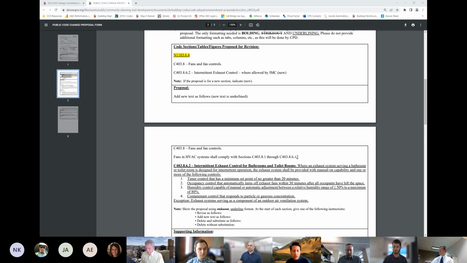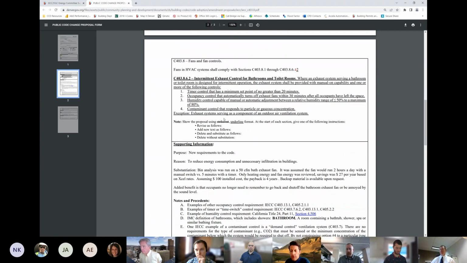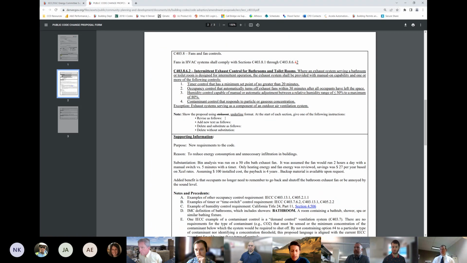And then there's some exceptions for having an occupancy sensor or humidity sensor if you wanted that, and contaminant control as well. So we actually worked a bit with Broan, the national exhaust fan manufacturer, to come up with some justification of this as well. And some of those notes and precedences are listed. So I think with that, that's all I have for justification. Oh, and one other thing, it was brought up that people were worried about this being applied to exhaust systems where you're using the exhaust fan as ventilation. And so that was specifically excepted.